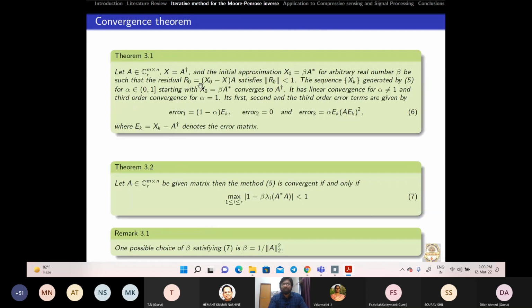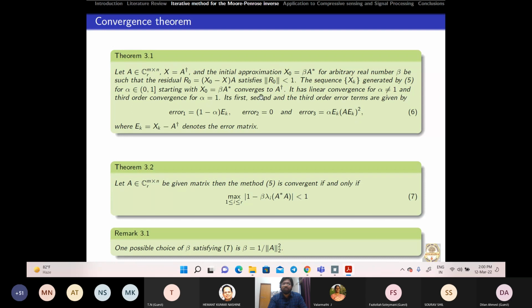And this is the convergence theorem. I have time limitations, otherwise I have the paper and could discuss its proof also, but it will take a larger time. Let me just discuss what this result says: if you have an m cross n matrix A, and you take the initial approximation x0 as beta A star, then our method will converge if the residual term, given by x0 minus x, is such that, as you might know, x is the Moore-Penrose inverse of A and x0 is your approximation, so A x minus A x0 kind of things are there. If its norm is less than 1, then the method converges.